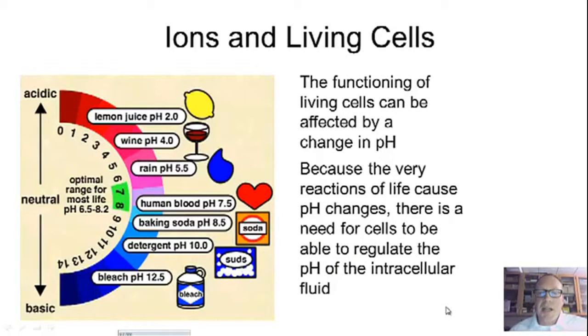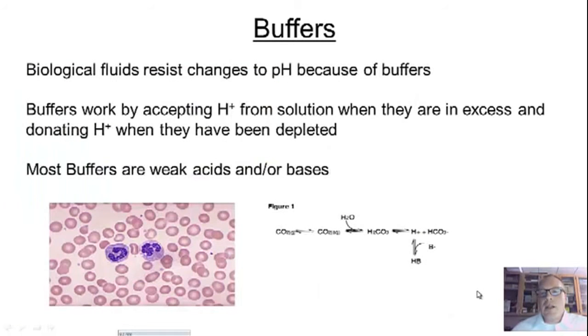It's also important to note that life reactions can cause pH changes, and so there's a need for cells to be able to regulate their pH. And the way that they regulate their pH is using something that's called buffers. Buffers are chemicals that can either donate more hydrogen ions to solution, or accept, that is, grab or trap hydrogen ions out of solution to keep the pH of a particular solution within a designated range.